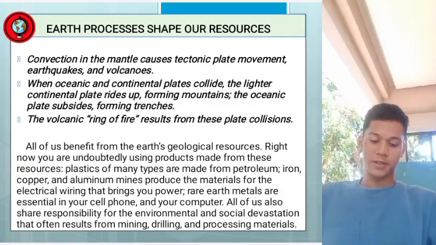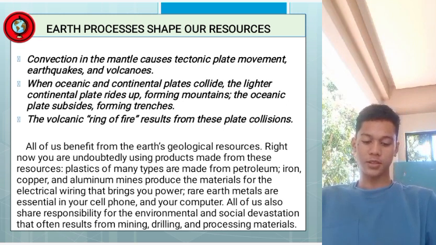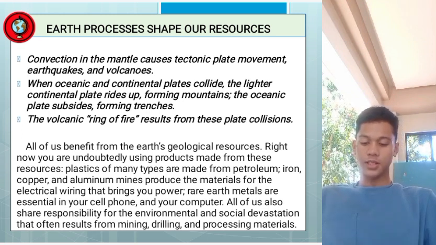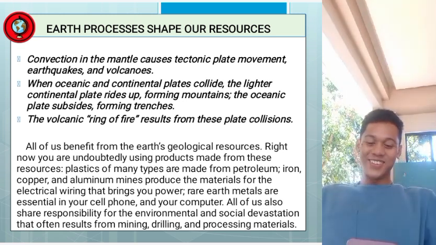Earth processes shape our resources. Convection in the mantle causes tectonic plate movement, earthquakes, and volcanoes. When oceanic and continental plates collide, the lighter continental plate rides up, forming mountains. The oceanic plate subsides, forming trenches. The volcanic Ring of Fire results from these plate collisions.